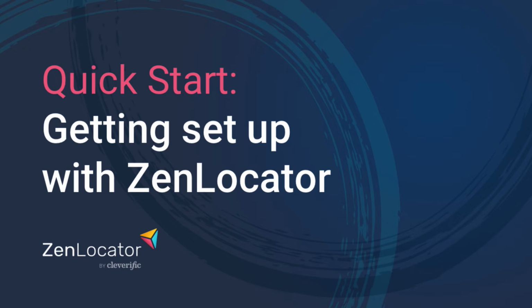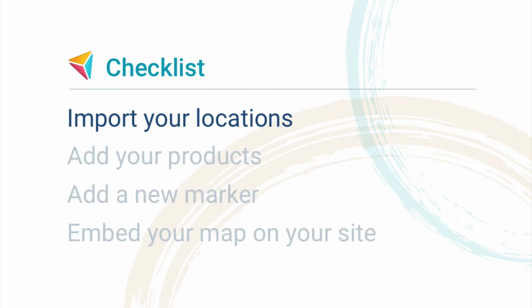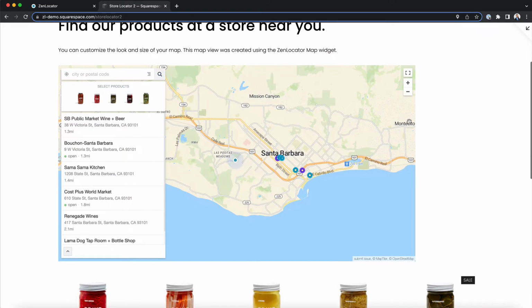This demo will show you how to quickly and easily set up a store locator using ZenLocator. To do this, you'll need to import your locations, add your products, add a new marker, and embed your map on your site. The final product on your site will look something like this.